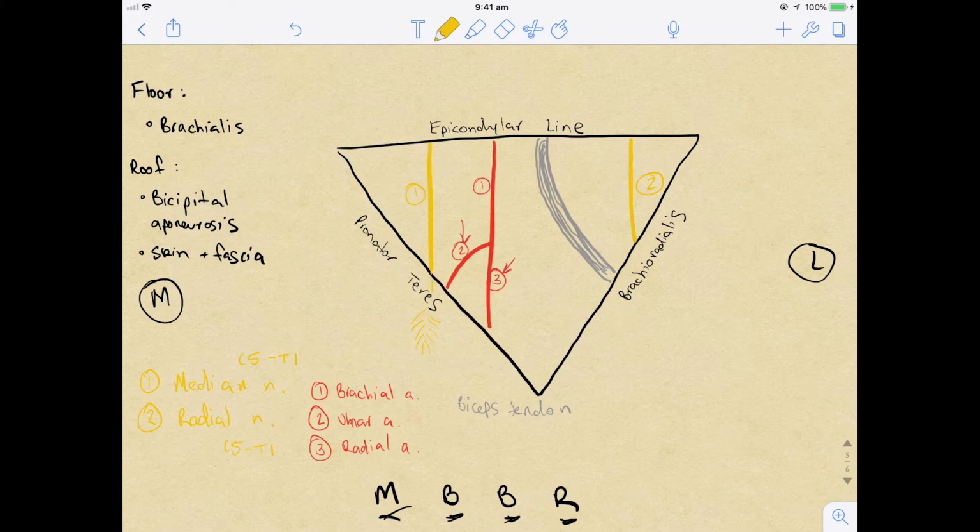Now once the radial nerve has passed the brachioradialis medial border, just here, it branches into the posterior interosseous branch, and into the superficial radial branch. The posterior interosseous branch continues into the forearm after it winds around the neck of the radius, and it goes to supply the posterior compartment of the forearm.